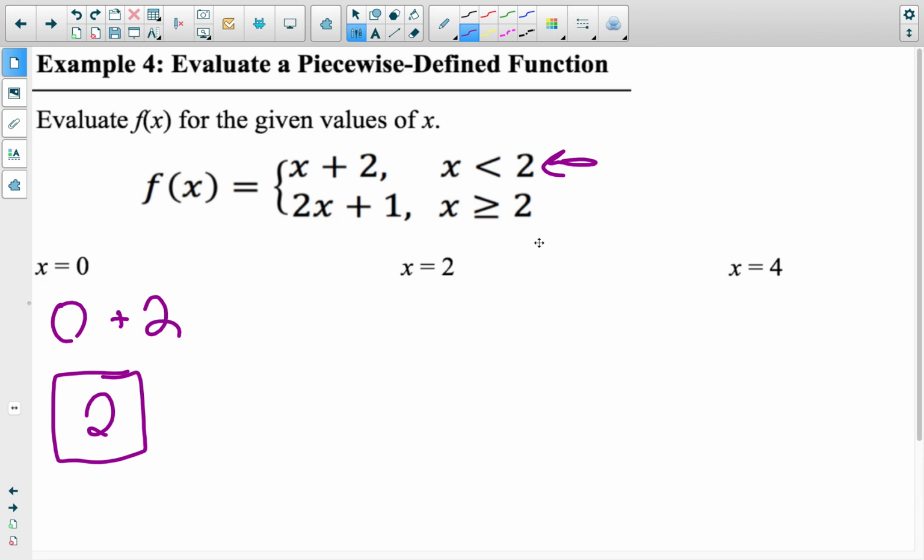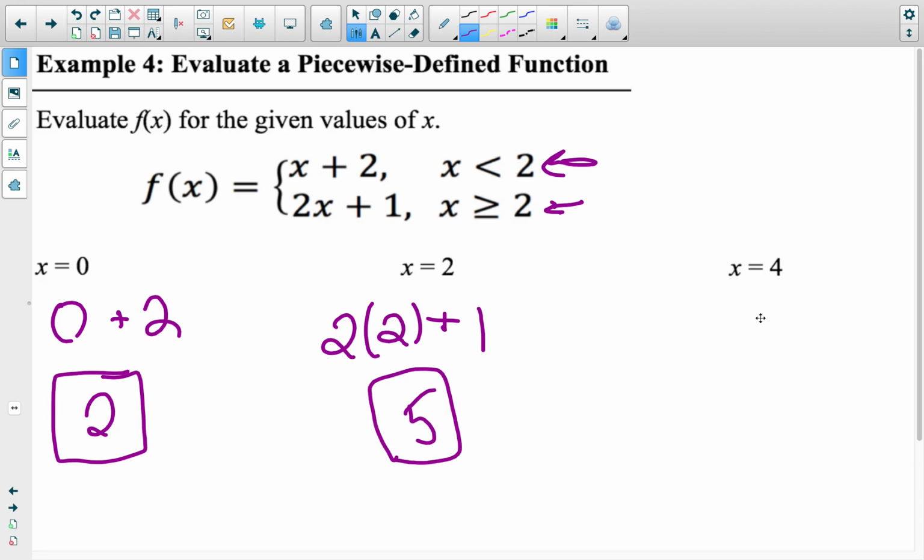When x equals 2, that's going to fall under the second piece because it's equal to 2. That's the or equal to part. So I'm going to take 2 times 2 plus 1 to get 5. And then finally, when x equals 4, that falls under the second piece. I'm going to have 2 times 4 plus 1, which is going to give me 9.